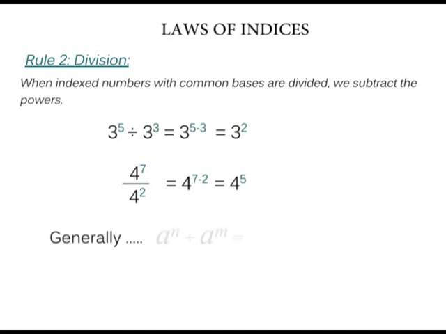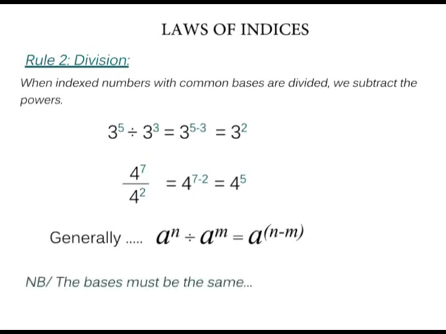In general, a raised to n divided by a raised to m is equal to a raised to n minus m. Note that the bases must be the same, otherwise the multiplication cannot be done through addition of the powers. That is, 3 raised to power 4 times 2 raised to power 3 cannot be simplified further.